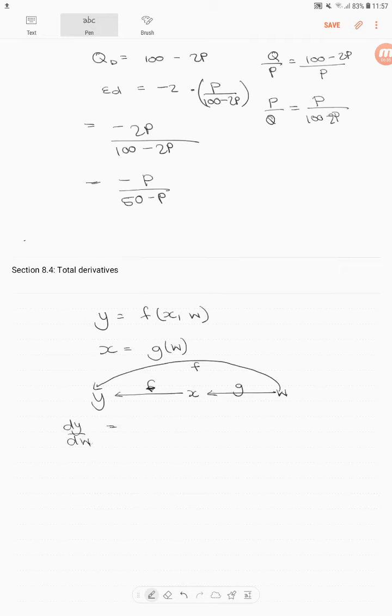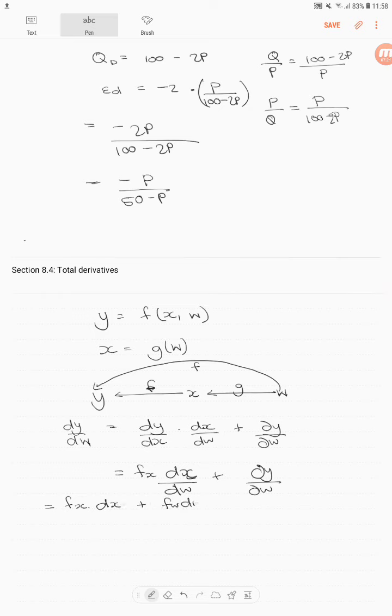So if we want dy/dw, we need this partial derivative dy/dx times dx/dw plus this partial derivative dy/dw. That is the same as the slope f_x times dx/dw plus the partial derivative dy/dw. If we multiply through with dw, we are left with f_x dx plus f_w dw.